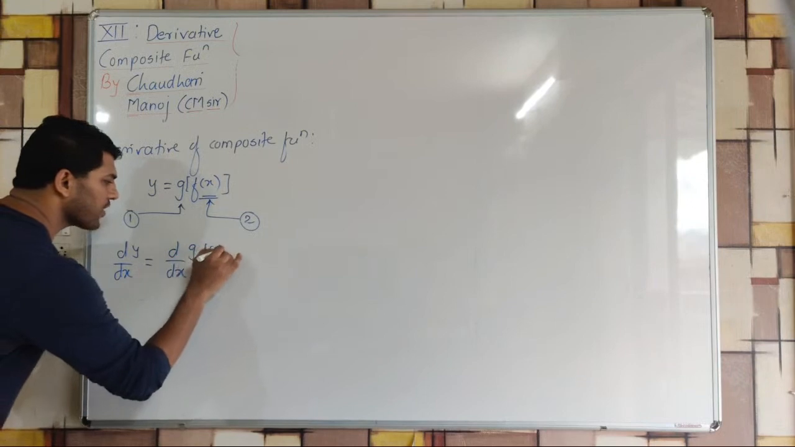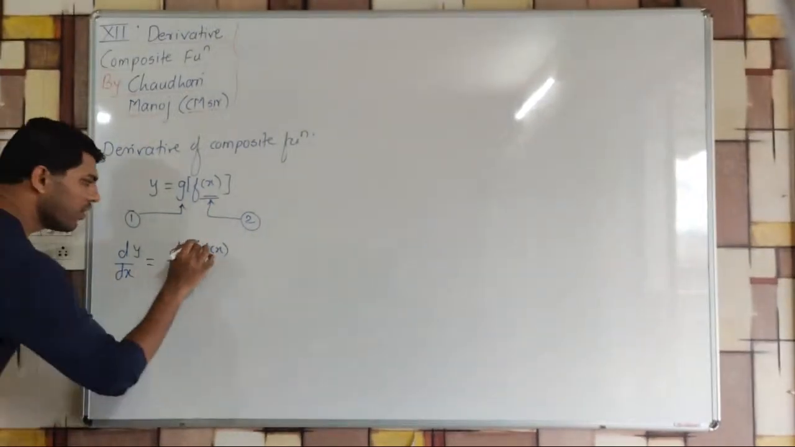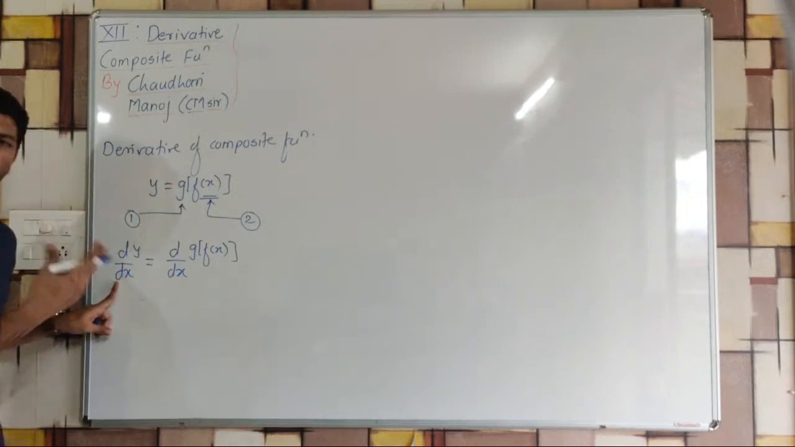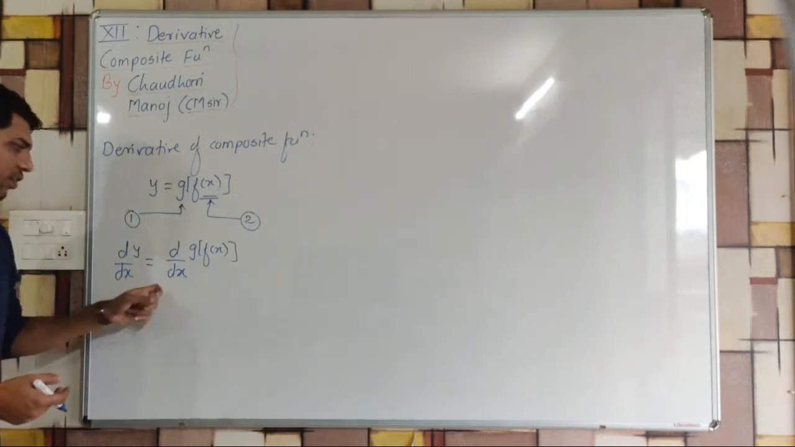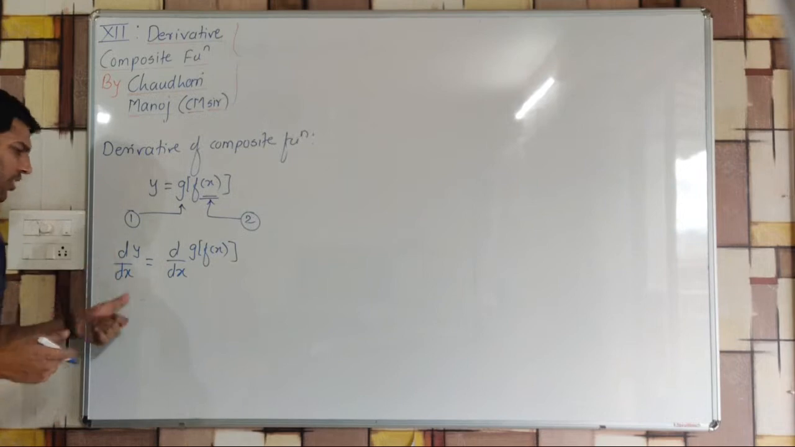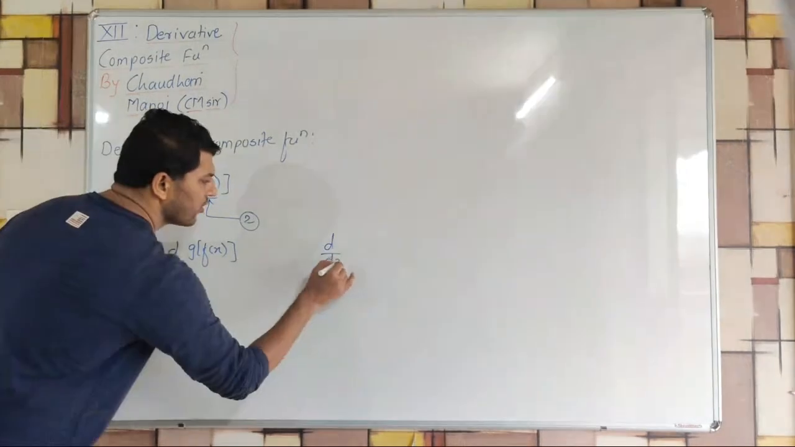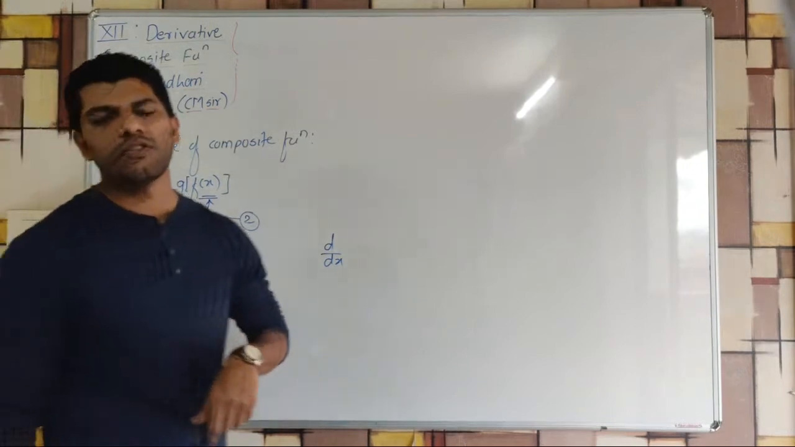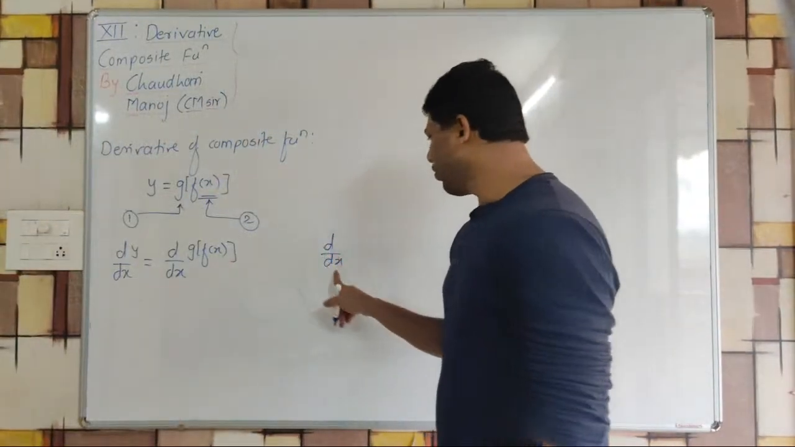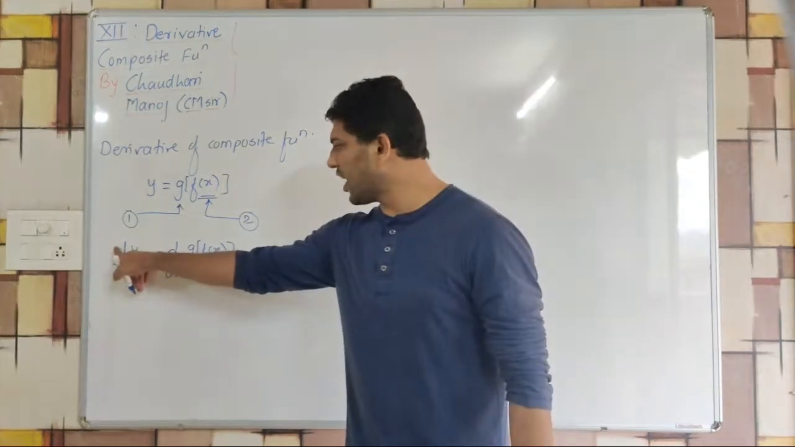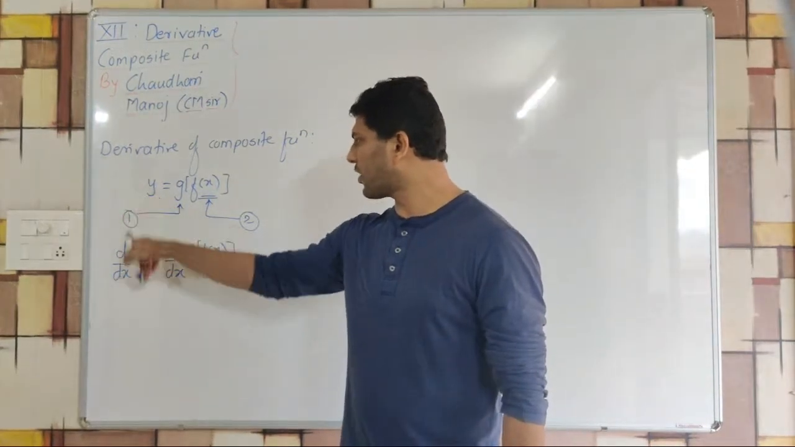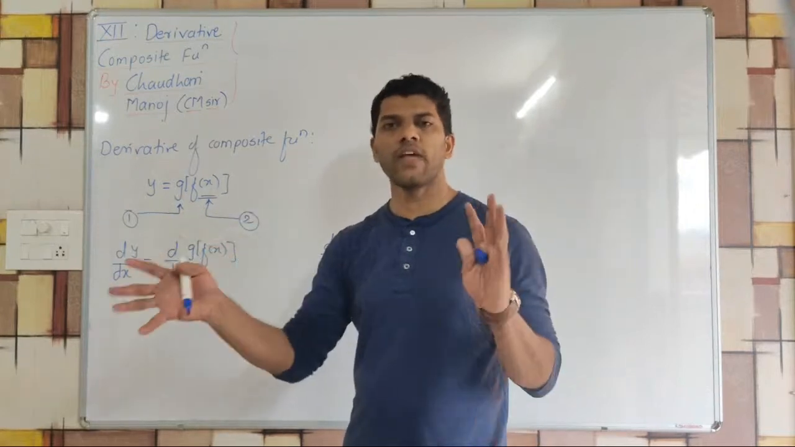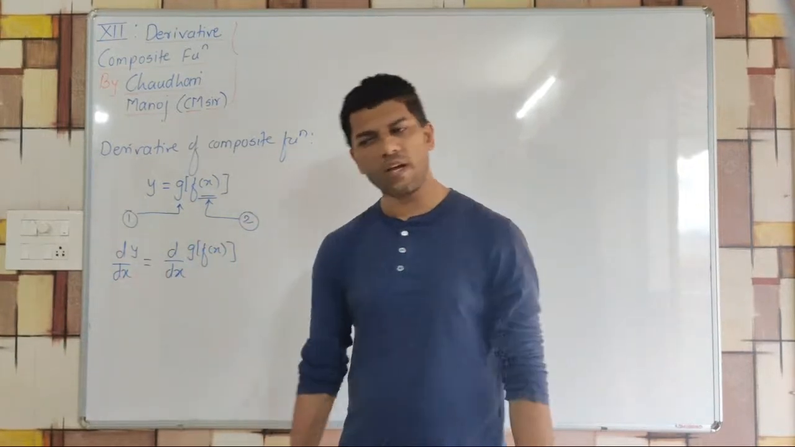of f of x. So differentiating the left hand side with respect to x, I am also differentiating the right hand side with respect to x. This is the symbol for the derivative, so read it as derivative with respect to x. This is the derivative with respect to x of LHS, then this is the derivative with respect to x of RHS, meaning we are differentiating both LHS and RHS.